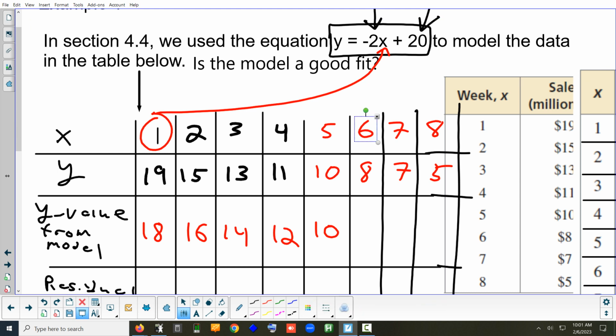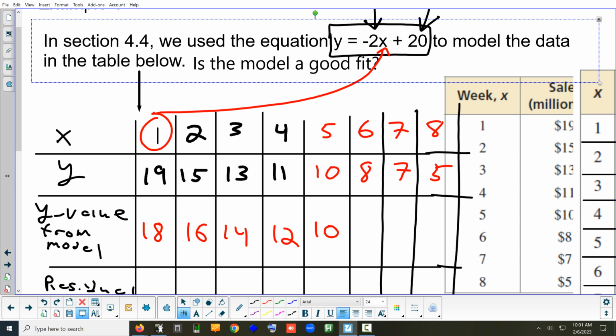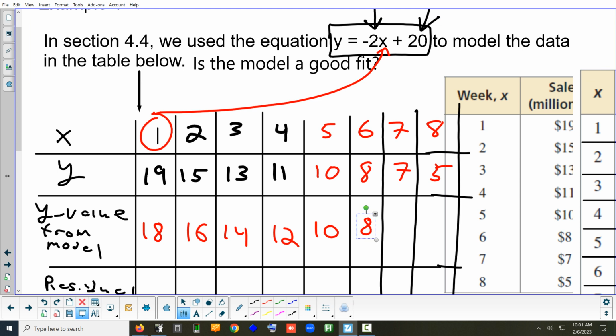All right, week 6. How about Finn? What's -2 times 6? -12. And what's -12 plus 20? 8. Again, another really good prediction. The formula predicted the exact amount of money that you should have made.